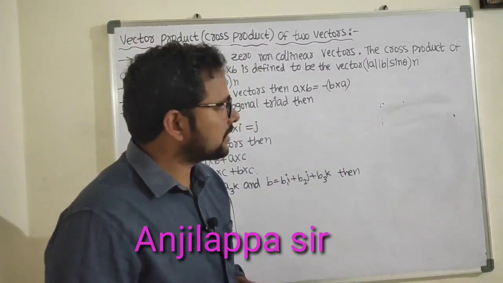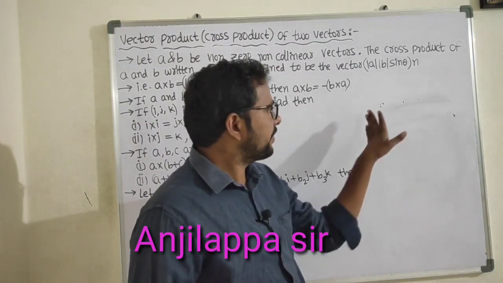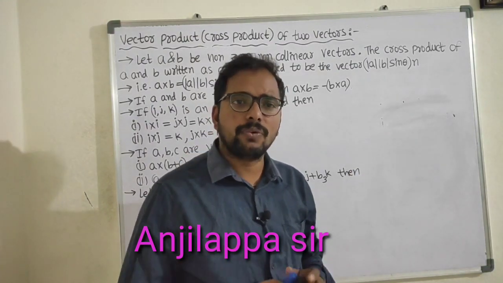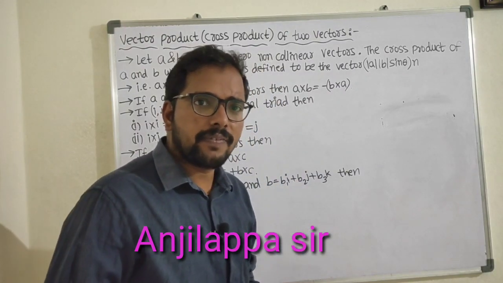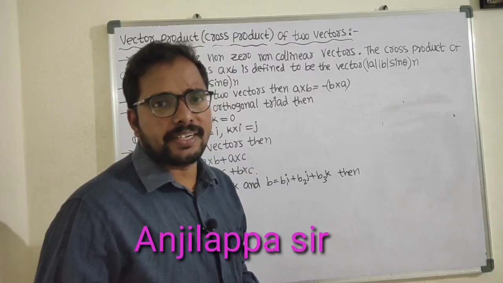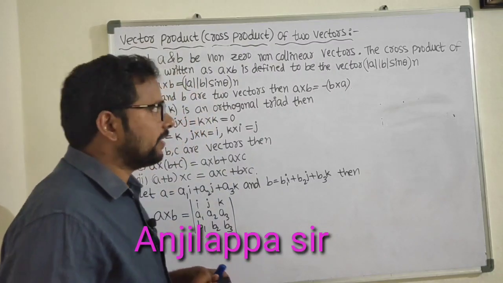In the previous class we completed exercise 5a, that is, the dot product of two vectors. Now we will see the cross product of two vectors.